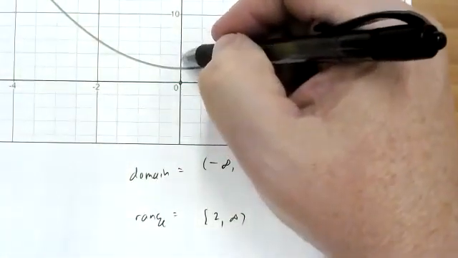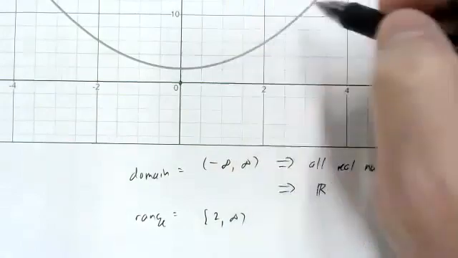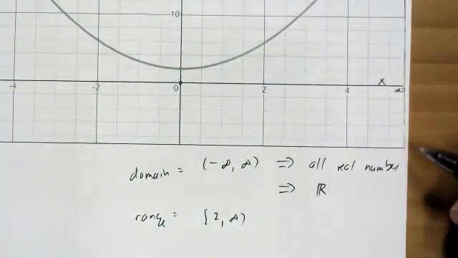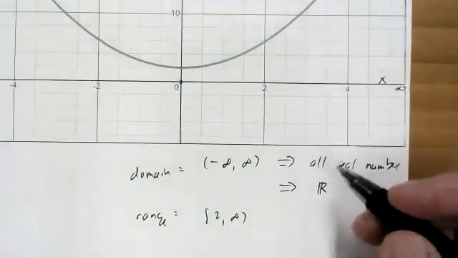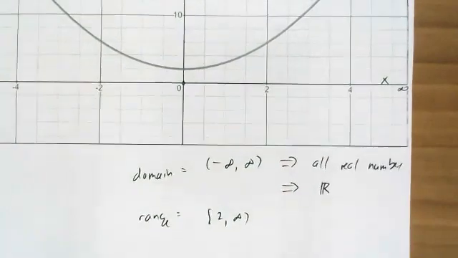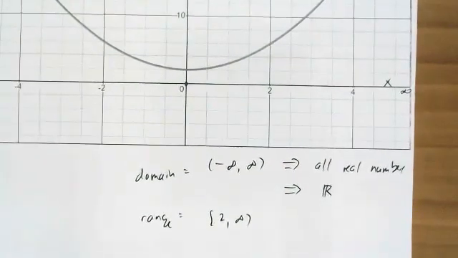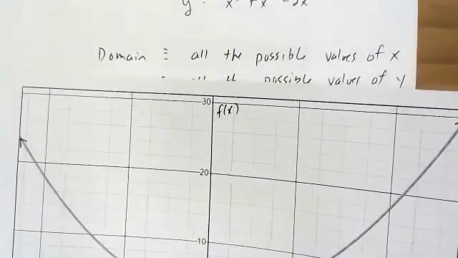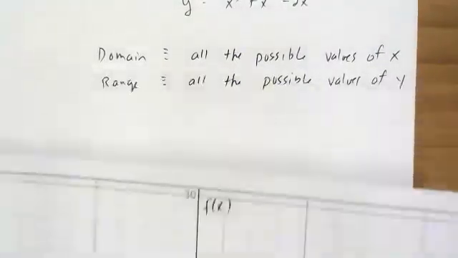This is 2 here: 2, 4, 6, 8, 10. This is 2. So hopefully that's clear.